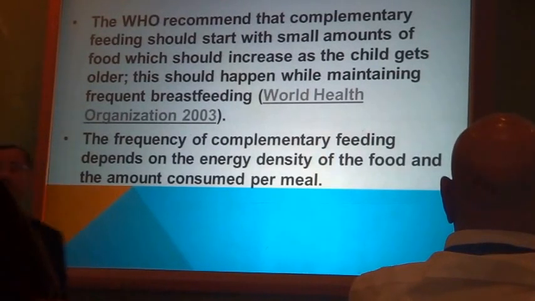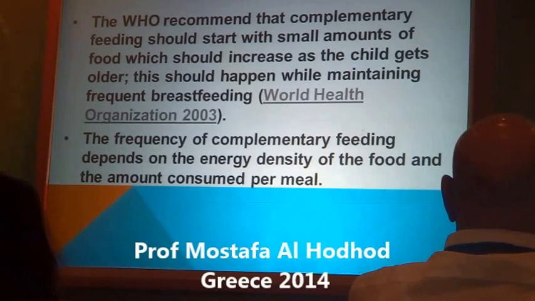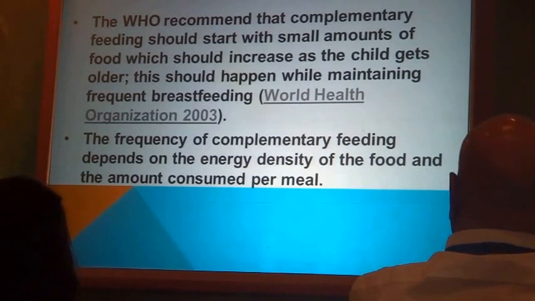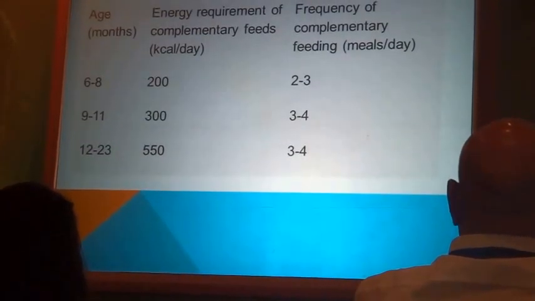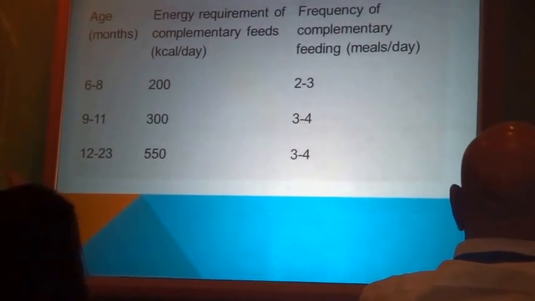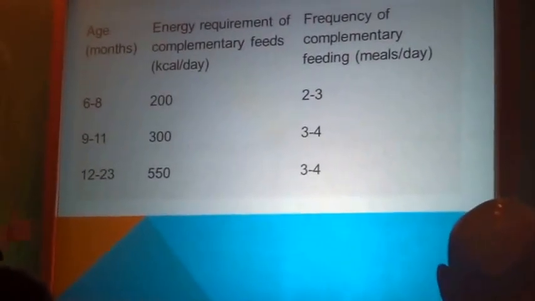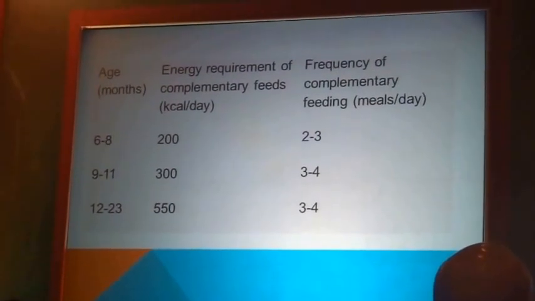What and how to start? WHO recommends small amounts of easily digested food, in a good way, decreasing according to the child's growth, and the frequency is according to this table. Between the ages of 6 to 8 months, you can give 2 to 3 complementary feeds. Between the ages of 9 and 11, you can give 3 to 4, and this still applies until the age of 24 months.